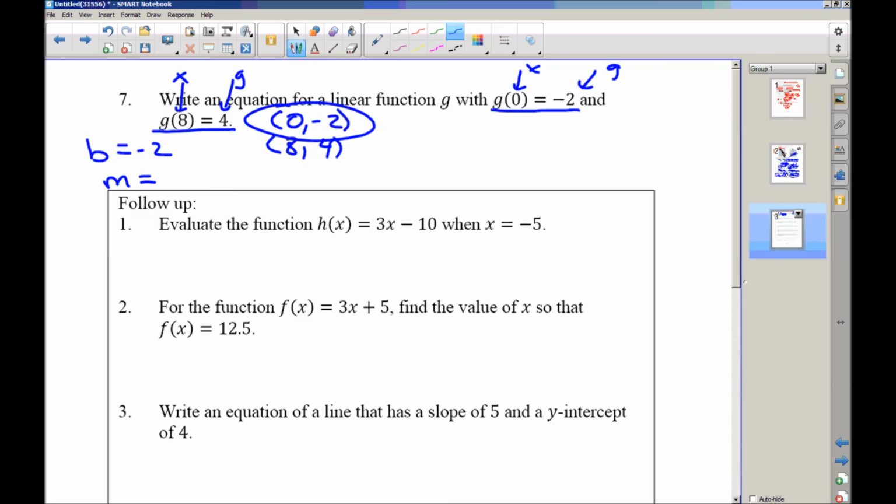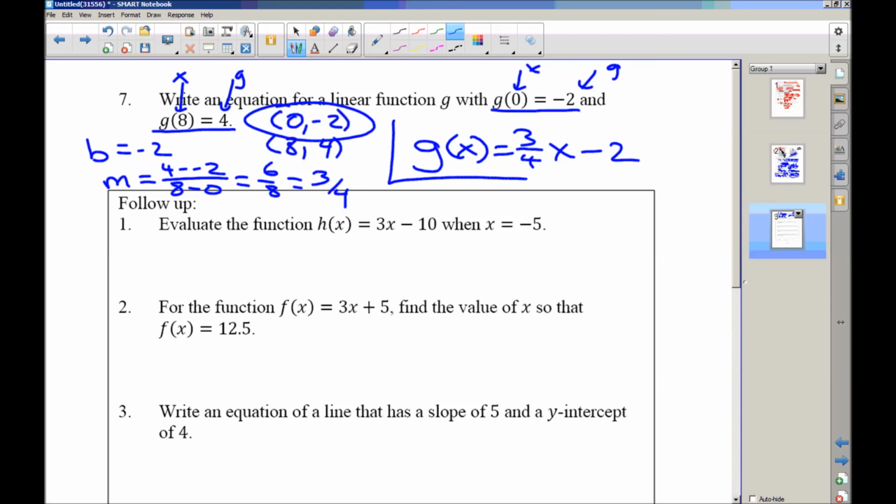And then we can find our slope. Our slope, we're going to do 4 minus -2, the change in the outputs, divided by 8 minus 0. So this is going to be 6 over 8, which is 3/4. So our function is going to say g of x equals 3/4 x minus 2. And that completes it. All right.